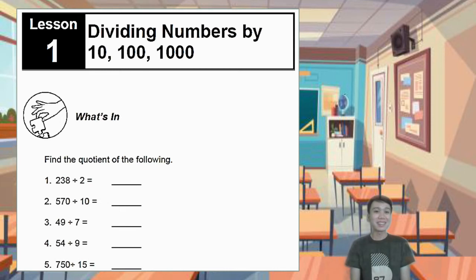Dividing numbers by 10, 100, and 1,000. What's in? Find the quotient of the following. Number 1, 238 divided by 2. Number 2, 570 divided by 10. Number 3, 49 divided by 7. And number 4, 54 divided by 9. Number 5, 750 divided by 15.